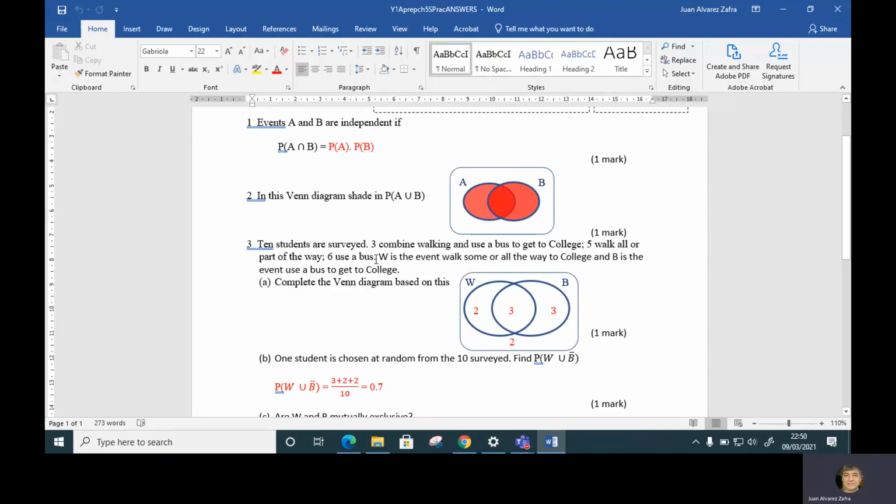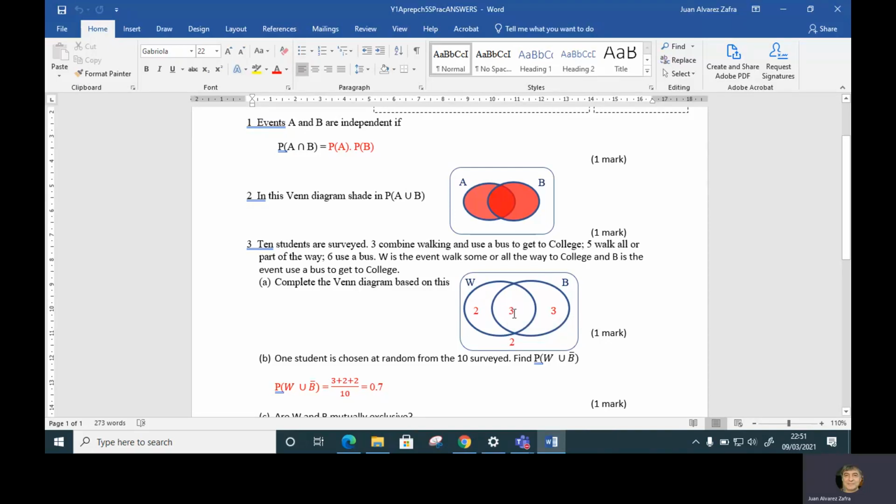10 students are surveyed. 3 combine walking and use a bus to get to college. So here we are: walk and use a bus. 5 walk all or part of the way. So walking all the way or part of the way and the other part by bus. That's 5. 6 use a bus. W is the event walk some or all of the way, and B is the event use a bus to get to college. So the way to start this is that 3 combine walking and using a bus.